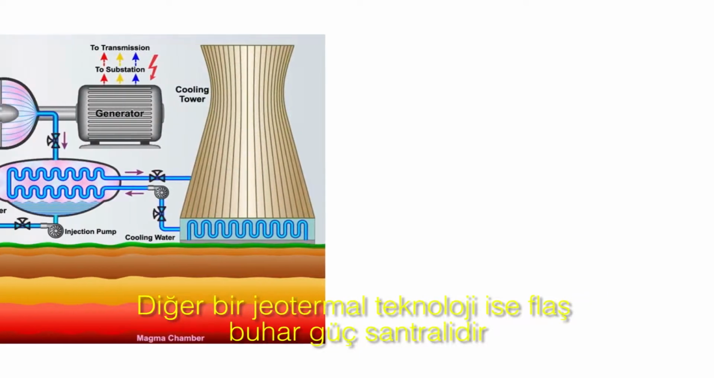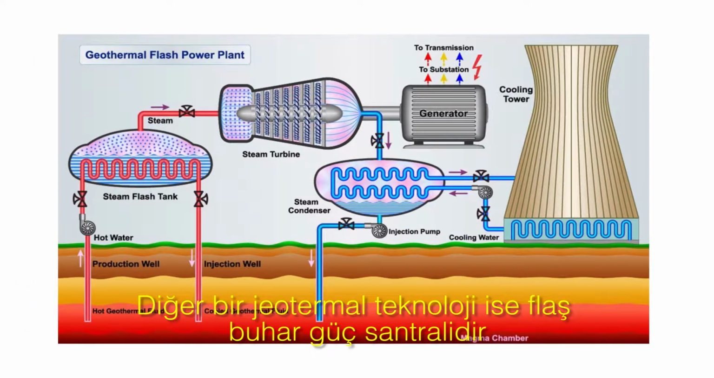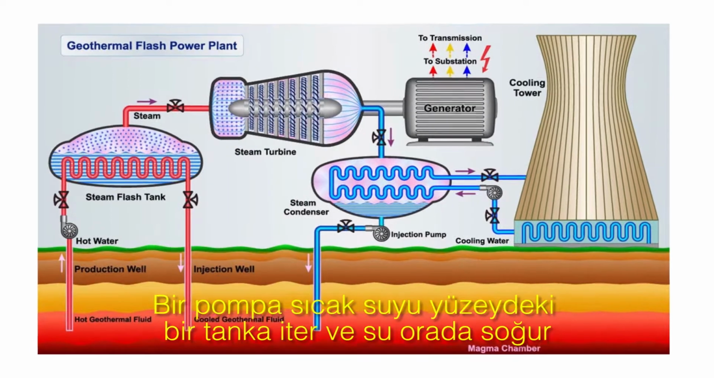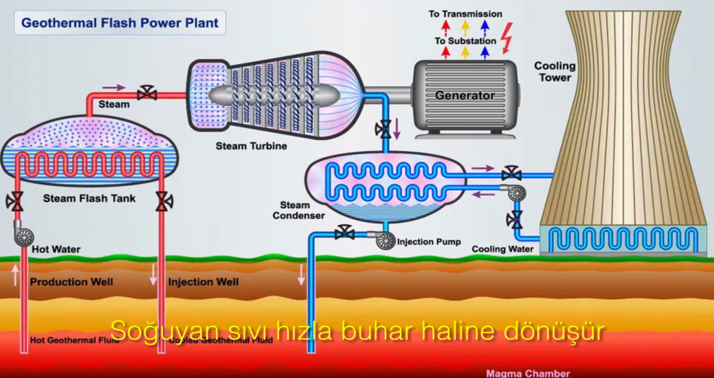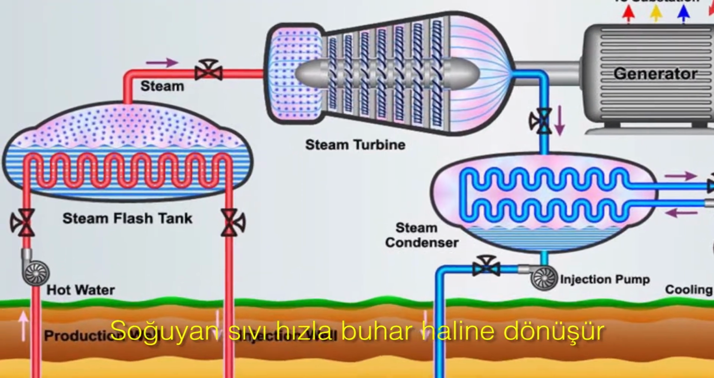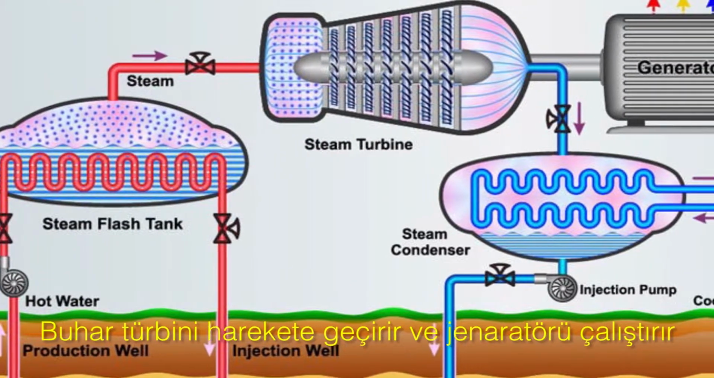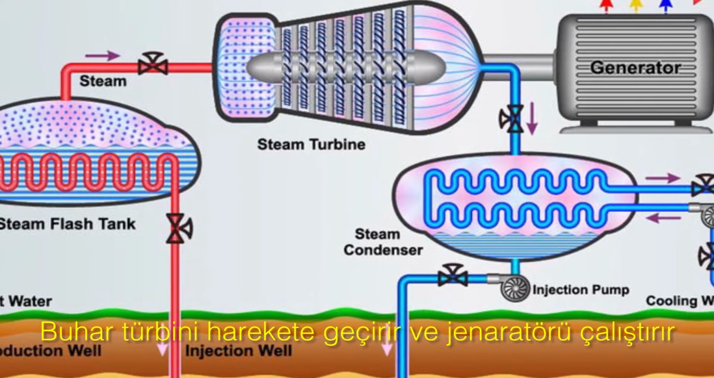Another geothermal technology is called a flash steam power plant. A pump pushes hot fluid into a tank at the surface, where it cools. As it cools, the fluid quickly turns into steam. The steam then drives a turbine and powers a generator.